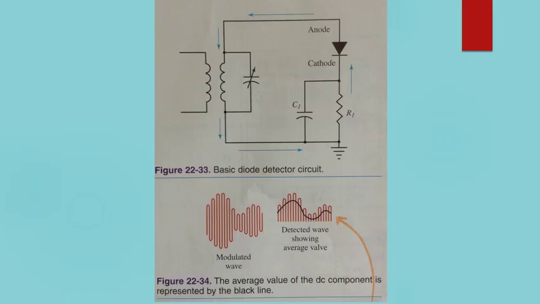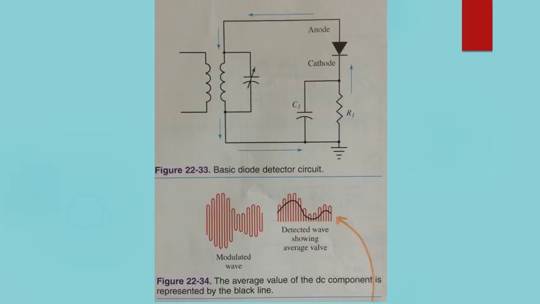The diode detector. One method of detection uses a diode as a unilateral, or one-direction, conductor. When the anode of the diode is driven positive, electrons flow through the diode from the cathode to anode. The diode conducts. When the anode is driven negative, the diode does not conduct. Figure 22-33 shows the basic diode detector.